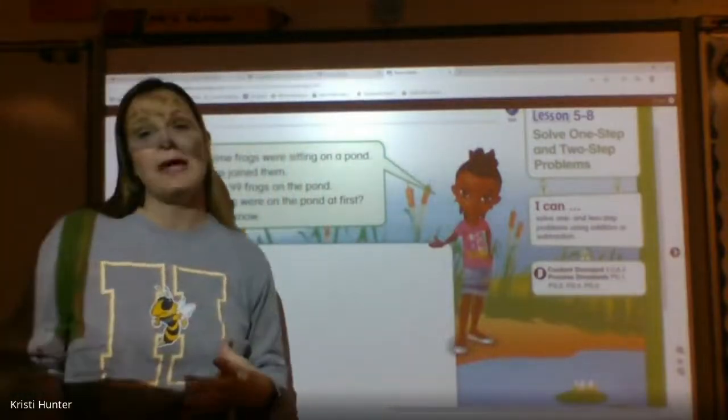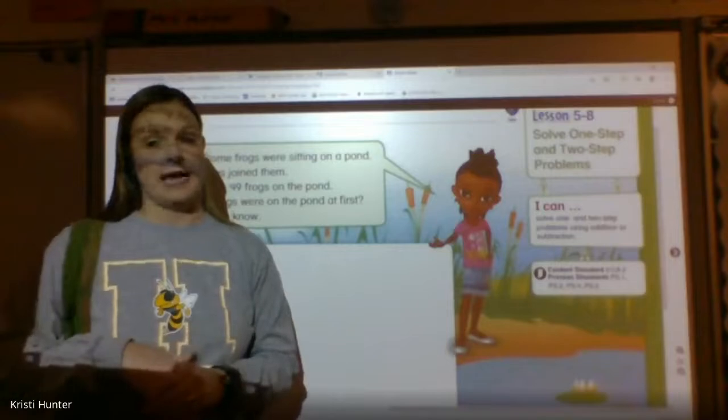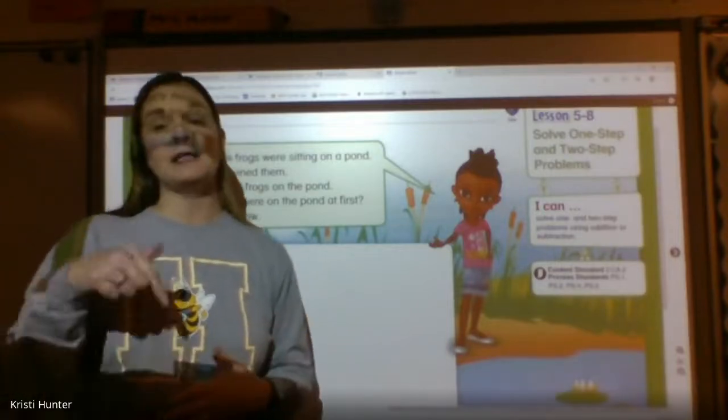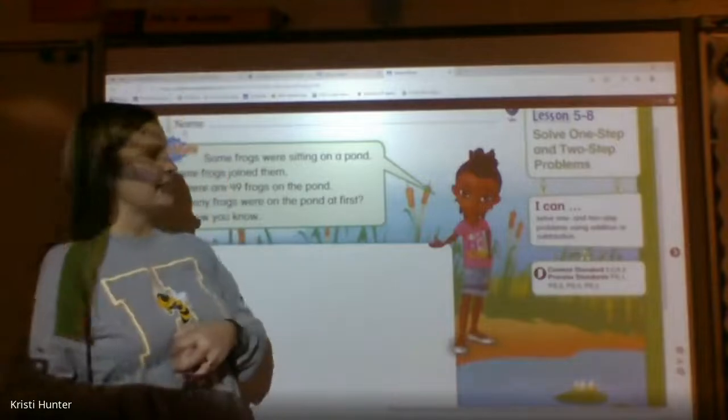I know you don't have any papers, so just follow along with me today. And then you'll have an assignment in the puzzle piece below for today's lesson.